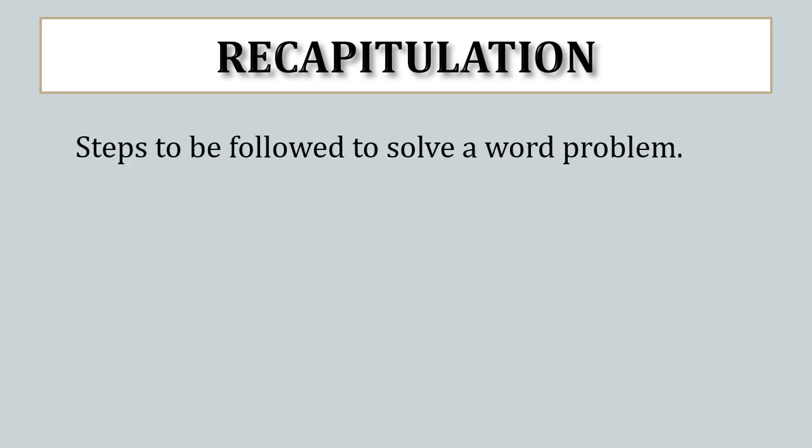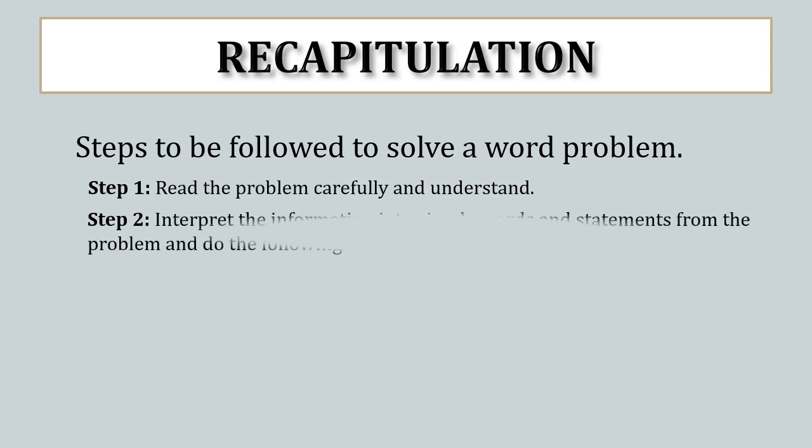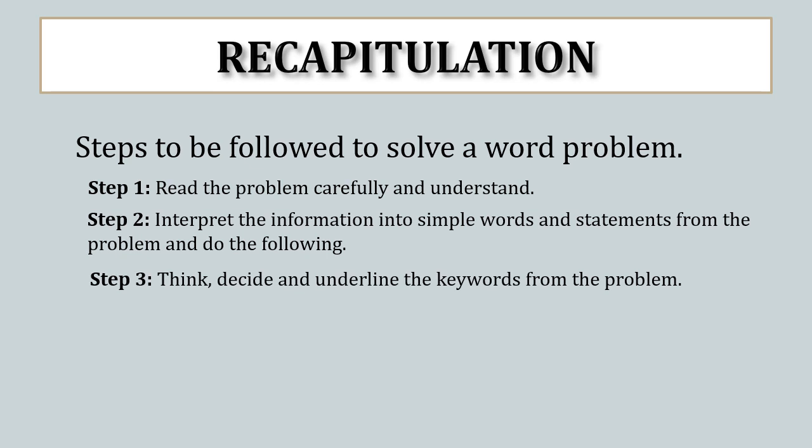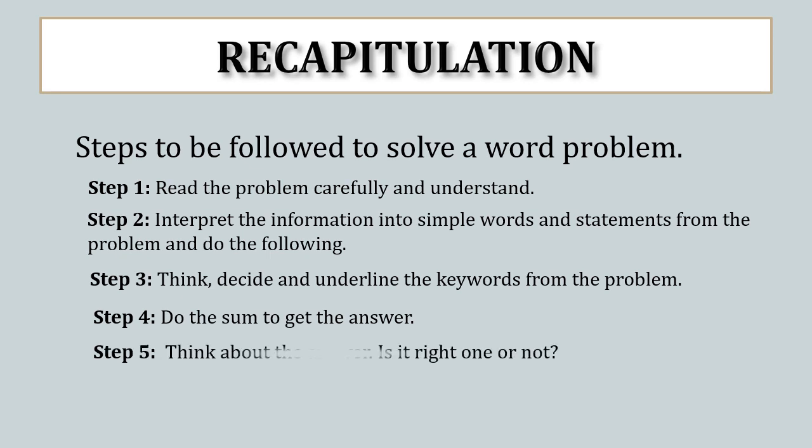Dear children, in the previous class we have learned how to solve a word problem. Let's do a quick recap of it. Here are the steps to be followed to solve a word problem. Step 1. Read the problem carefully and understand. Step 2. Interpret the information into simple words and statements from the problem and do the following. Step 3. Think, decide and underline the keywords from the problem. Step 4. Do the sum to get the answer. Step 5. Think about the answer whether it is the right one or not. These are the steps to be followed to solve a word problem.